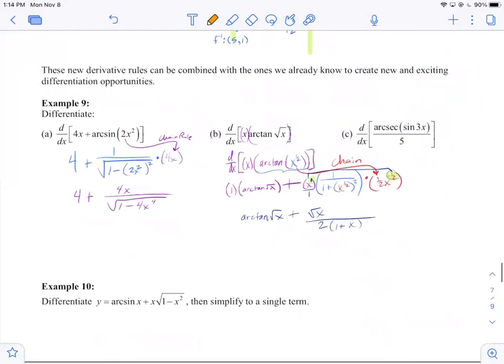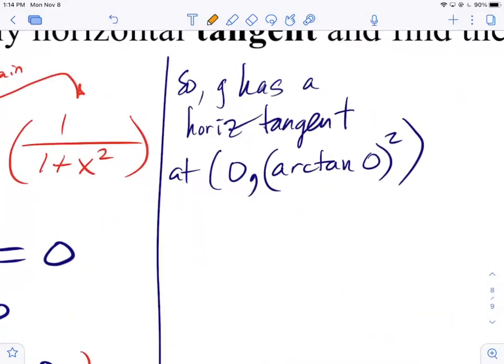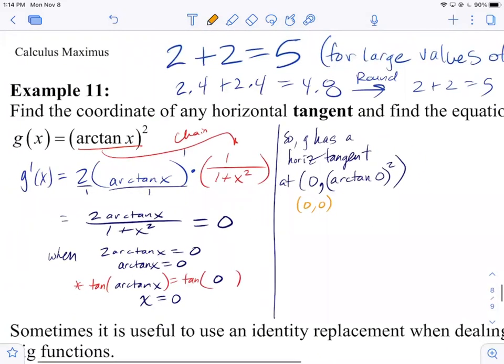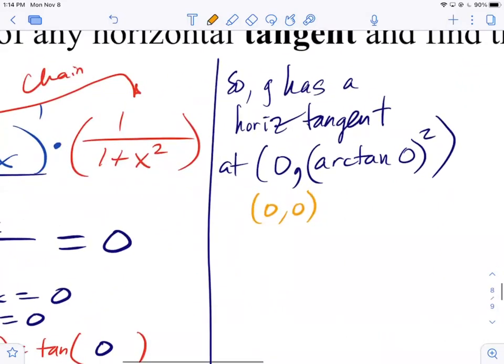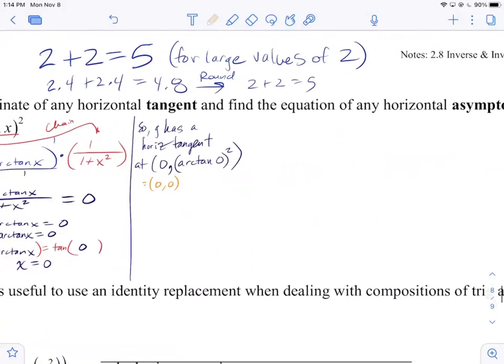So anyway, coming back down to here, simplifying, arctangent of 0 is 0. And what's 0 squared? 0. So really at the origin, this function has a horizontal tangent at the origin. We should put equals or just write it there. Okay. And now we want to know where it has a horizontal asymptote.